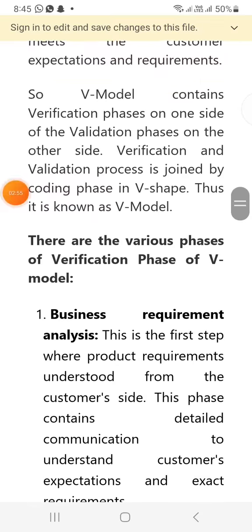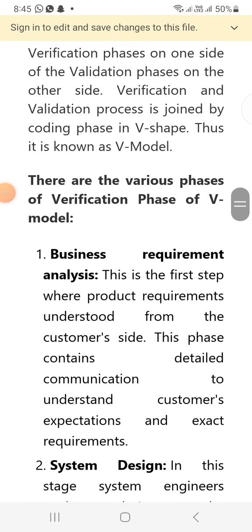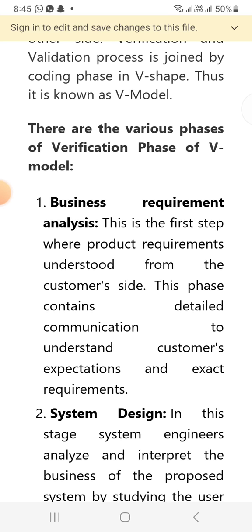So there are a few steps which we discussed. There are various phases of the verification phase of the V model. So the first one is business requirement analysis. This is the first step, where the product requirement is understood from the customer side. This phase contains detailed communication to understand customer expectations and exact requirements.